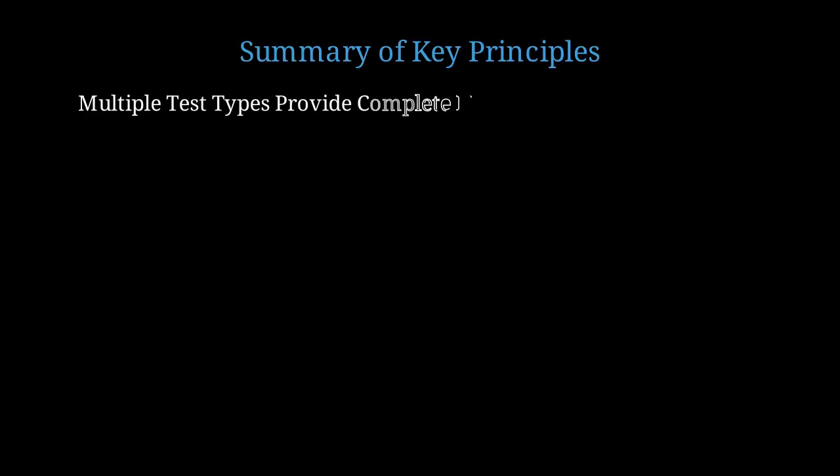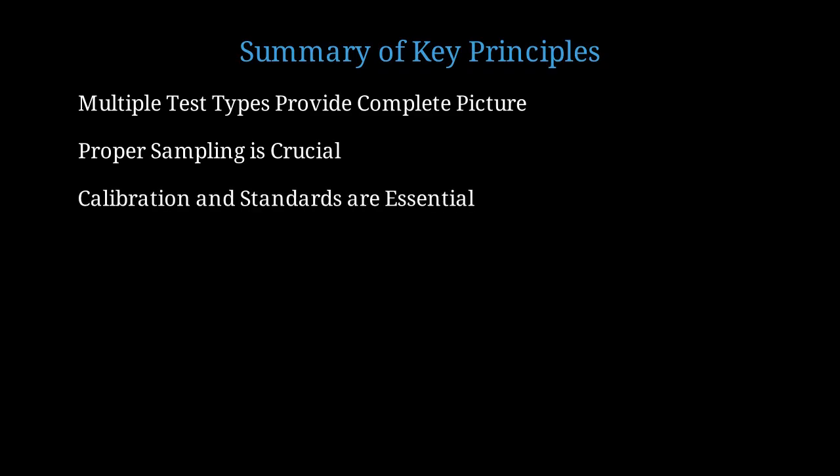Let me summarize the key principles of food testing we've covered today. Physical tests measure texture, color, and structure. Chemical tests quantify composition. Microbiological tests ensure safety. Sensory tests confirm consumer acceptance. Test results are only valid if samples represent the batch. Use random sampling, adequate sample size, and proper handling. Regular calibration against certified standards ensures accuracy. Daily checks prevent instrument drift.